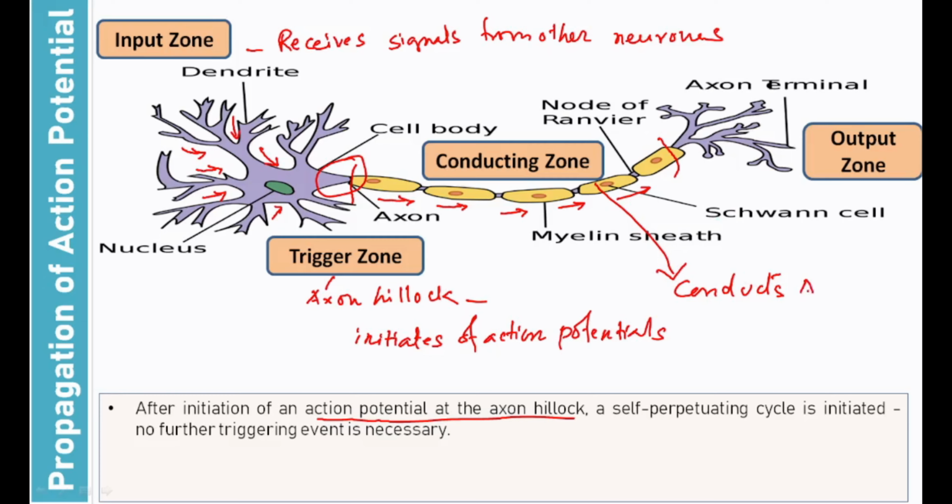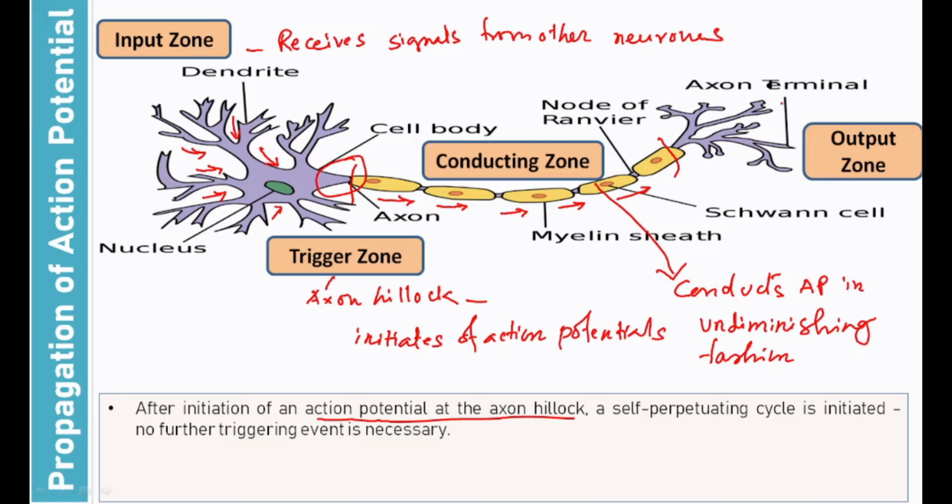The conducting zone conducts action potential in an undiminishing fashion, and this is generally over long distance. Generally, an axon may be 1 millimeter to more than 1 meter long. So this conduction is for long distance.